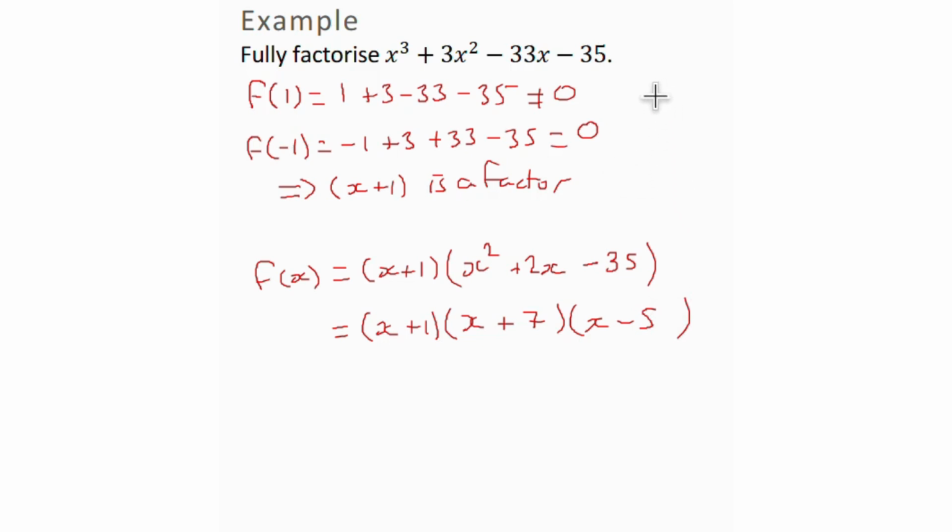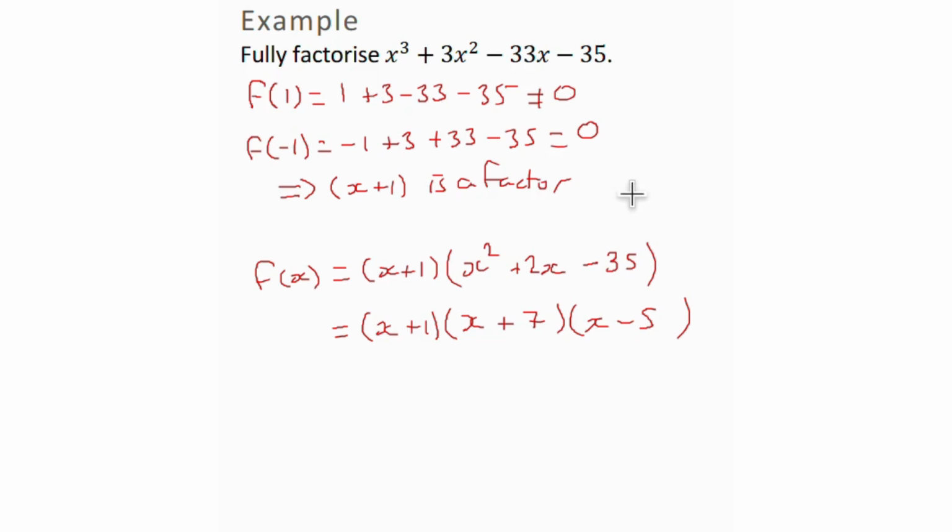Remember, we know that a cubic can have at most 3 linear factors. Some of them could be repeated, or it could be a linear factor and a quadratic factor that cannot be factorized any further if there are 2 imaginary roots. We know that from the fundamental theorem of algebra that we saw a few skill sheets back.